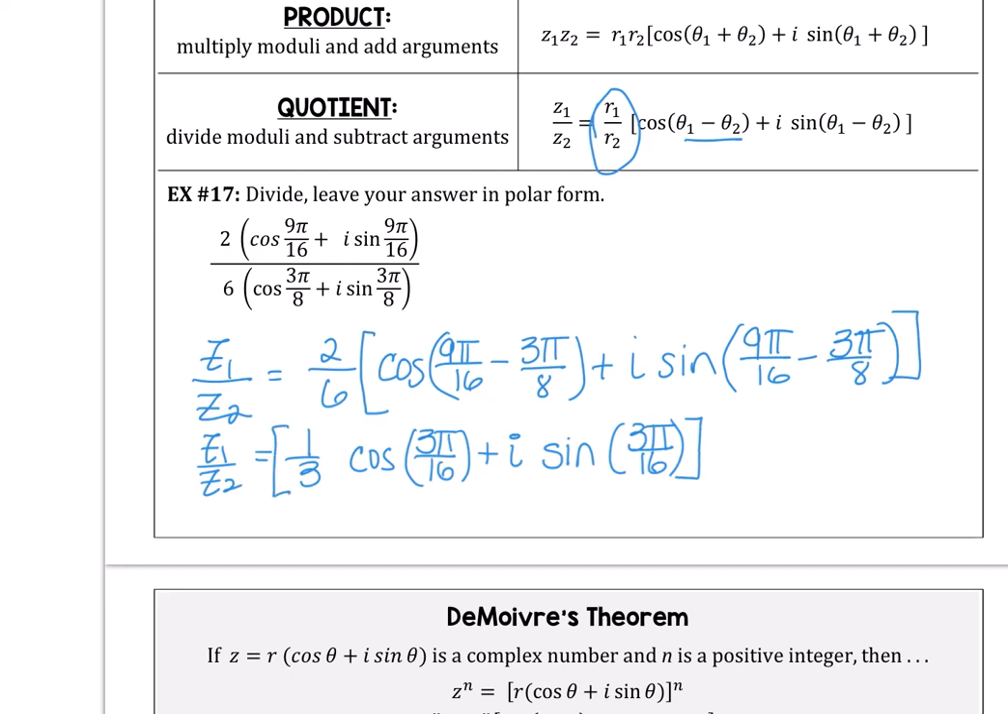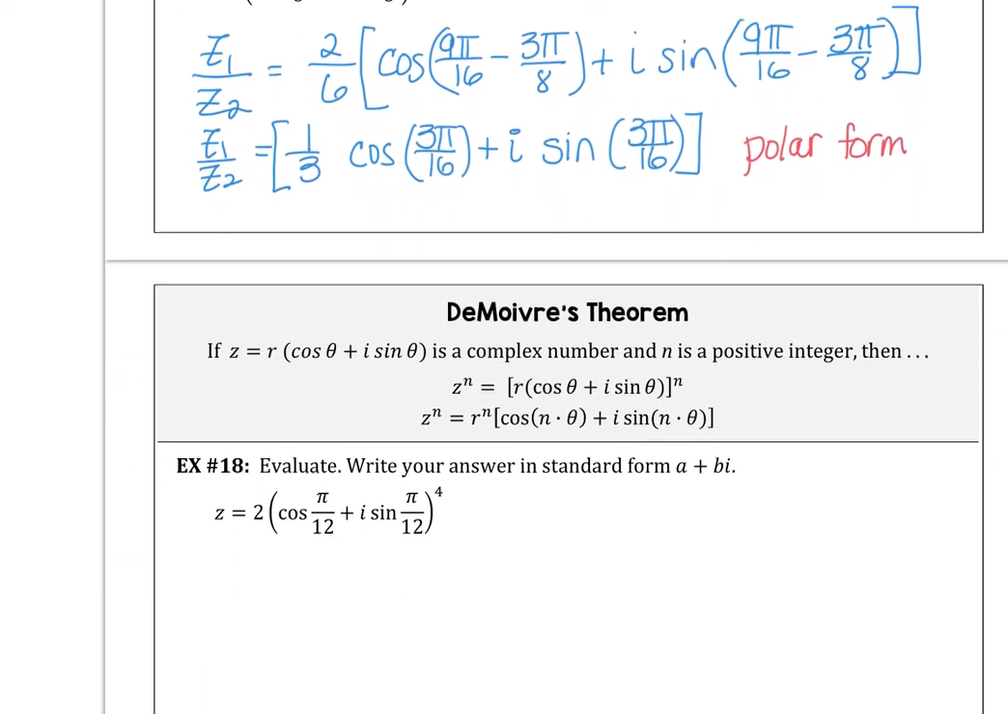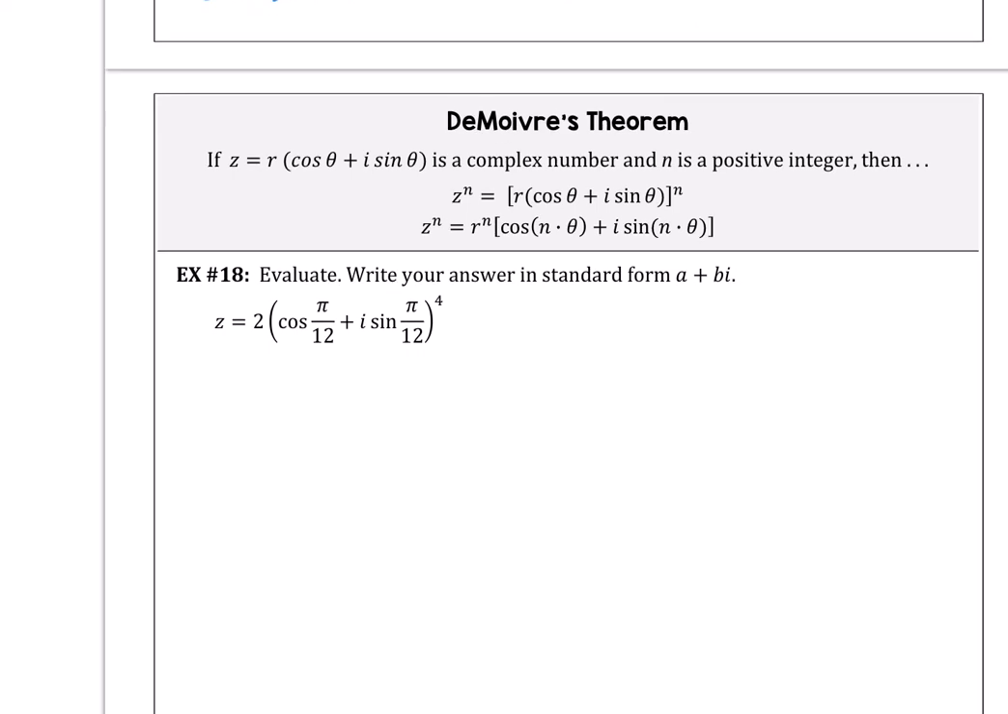This is polar form. And then our last example is using de Moivre's theorem. Again, not tested on the AP pre-calc exam. If z is r cosine theta plus i sine theta, if that's a complex number, and we want to raise z to a power, we're going to raise the r to the power and then multiply the value of our exponent times the angle measurement. So we need to know two things. We need to know the r is 2, and we need to know the n is 4.